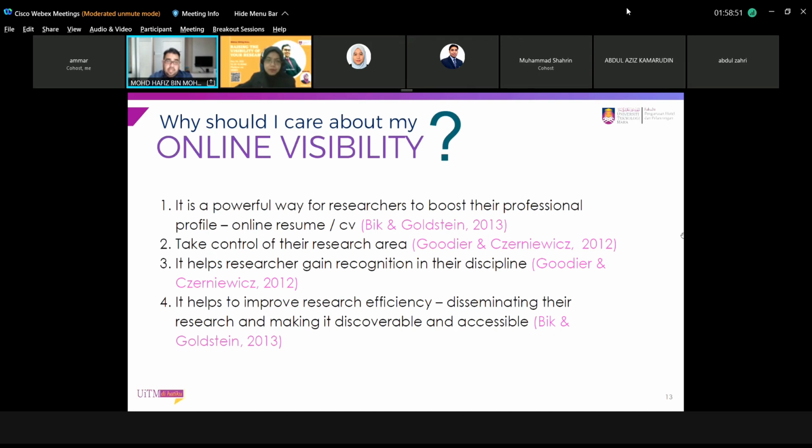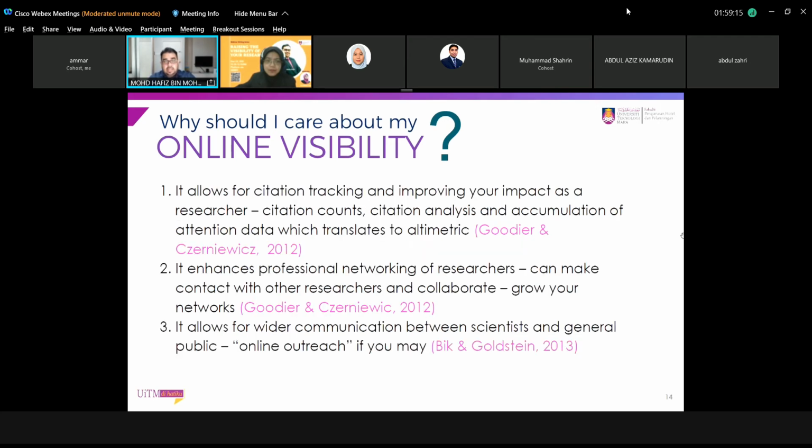And besides that, it improves your research efficiency, because research is not all about writing a paper and publishing it. The efficiency of that research work is actually the citation: how your research is utilized by other researchers, and how it helps them to further scientific studies. So this is what we call research efficiency.